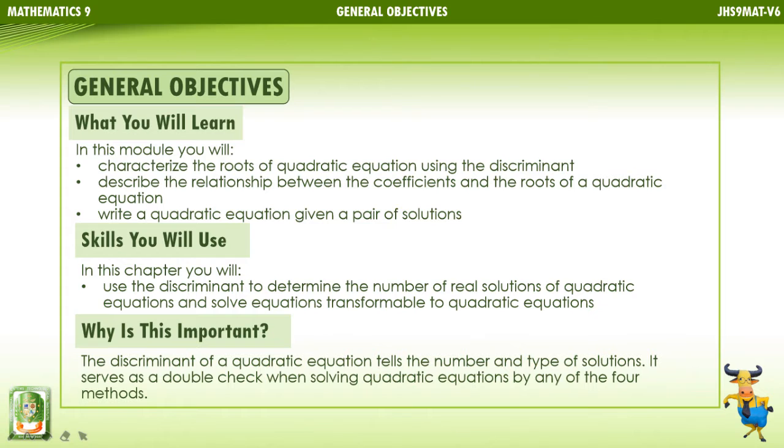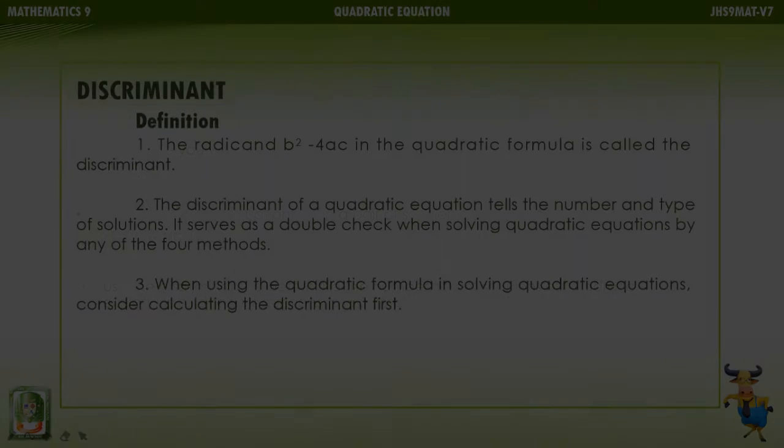Skills you will use: in this chapter you will use the discriminant to determine the number of real solutions of quadratic equations and solve equations transformable to quadratic equations. Why is this important? The discriminant of a quadratic equation tells the number and type of solutions. It serves as a double check when solving quadratic equations by any of the four methods.